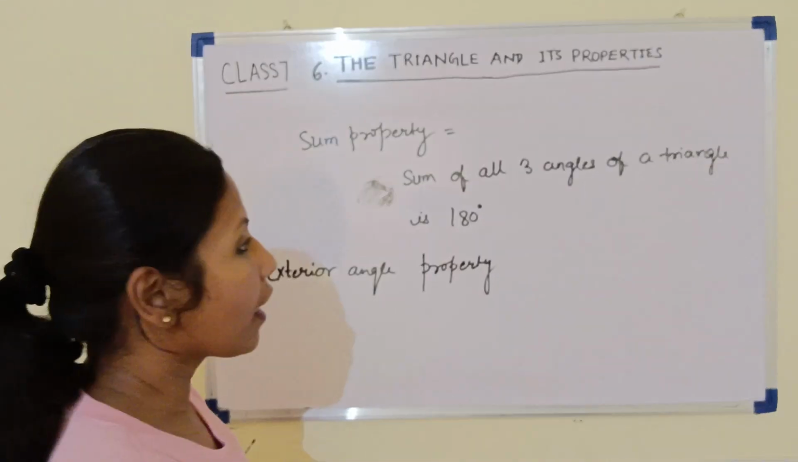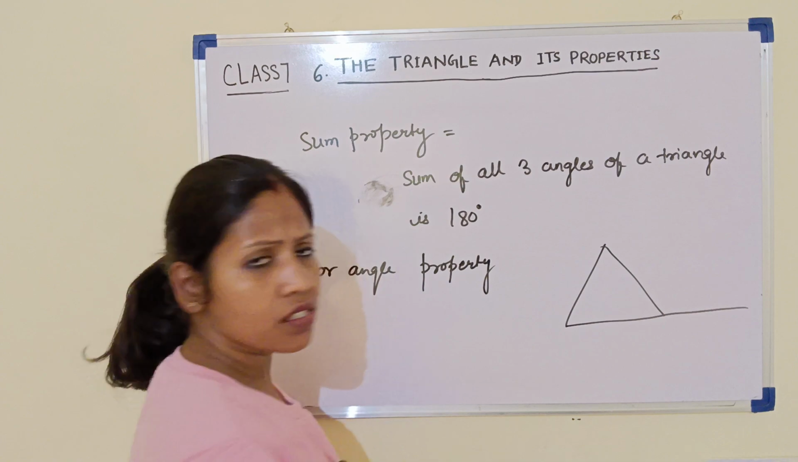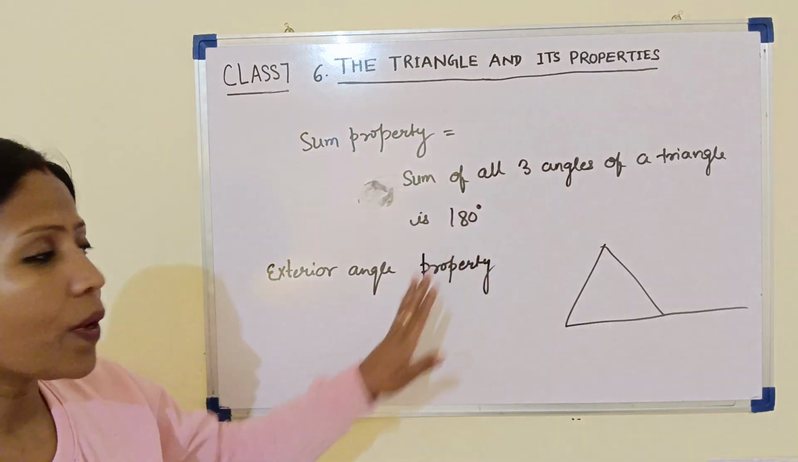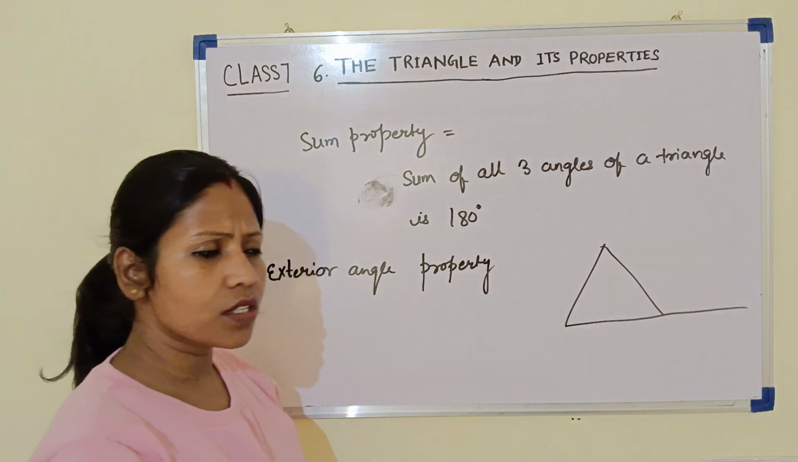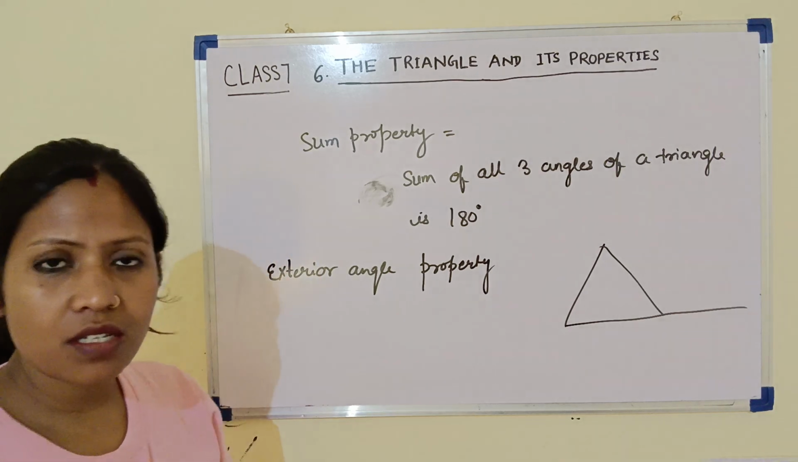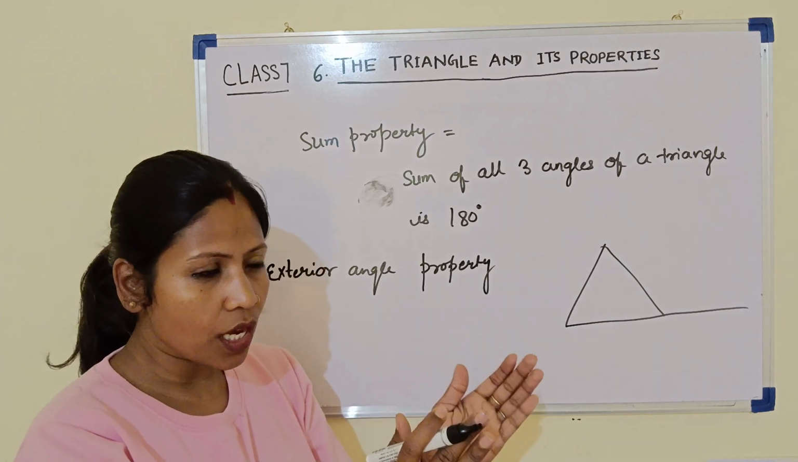What is the exterior angle? Suppose you have a triangle. These all are visualizations. You don't have to remember these. You have to remember the sum property, but for the exterior angle property, the altitude property, and the median properties, just remember the definition. If you remember it, you can do the construction. And once you do the construction, please observe how the shape is coming.